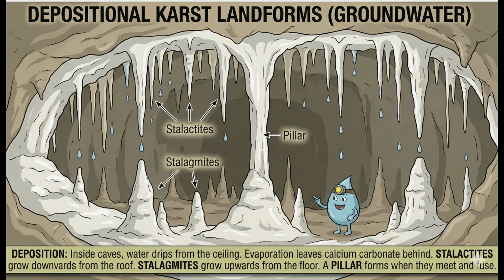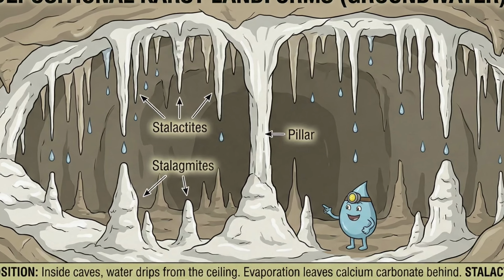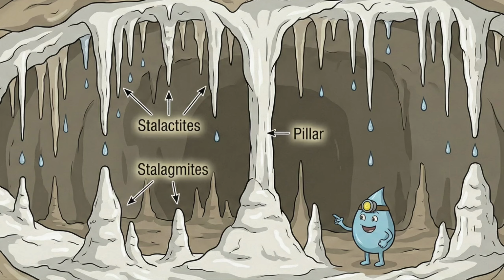Depositional landforms. Inside the caves, the water drips from the ceiling. As it evaporates, it leaves the calcium carbonate behind. Stalactites. These grow downwards from the roof. They are often thin and icicle-shaped. Stalagmites. These grow upwards from the floor, formed by the water dripping from the stalactites. They are usually broader. Pillars. When a stalactite and stalagmite meet and fuse, they form a solid pillar.